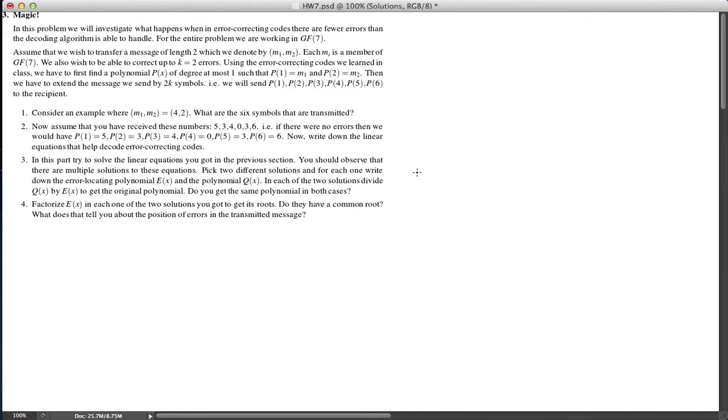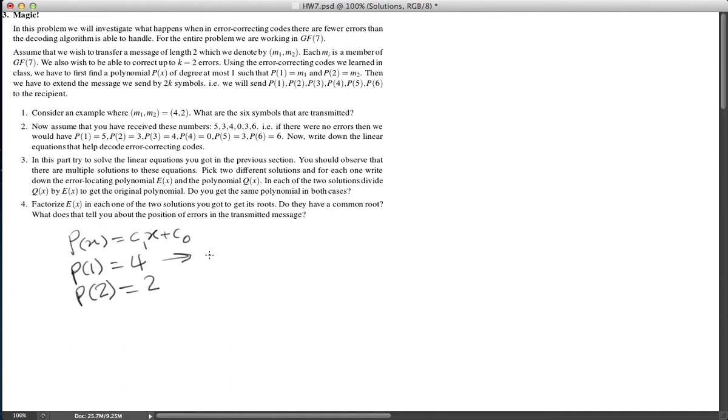The polynomial is going to be of degree 2 minus 1, because we have two symbols in our message. So our polynomial is going to be linear. It's going to look like this: P of x equals c1 times x plus c0. And then what we should have is that p of 1 should be equal to 4 and p of 2 should be equal to 2.